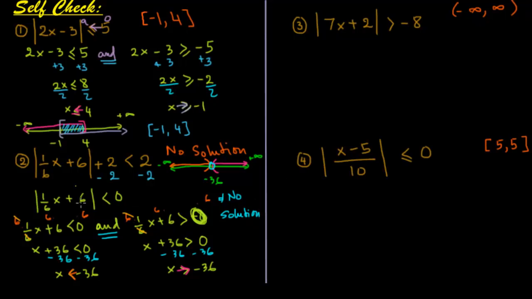On problem 2, we can see it is no solution from the beginning, from the time we have the absolute value less than 0. We know that absolute value always gives you a positive number, and positive less than 0 doesn't make sense. So that's why it's no solution for number 2.